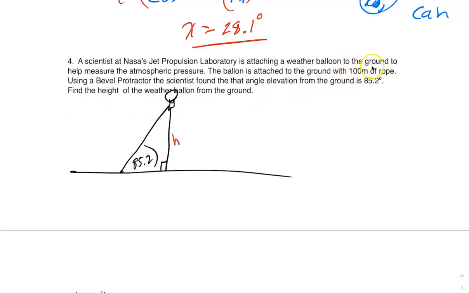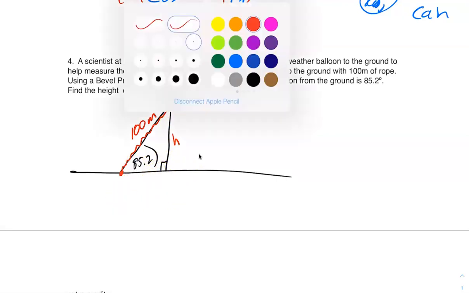What's 100 meters of rope? Well, think about it. It's tied to the ground. This is the rope. So this is 100. I've seen a lot of people put this as the rope right here. Like, no, that's the height. Height always has the right angle. This is the rope, and that's the ground. So given that, let's label the sides.